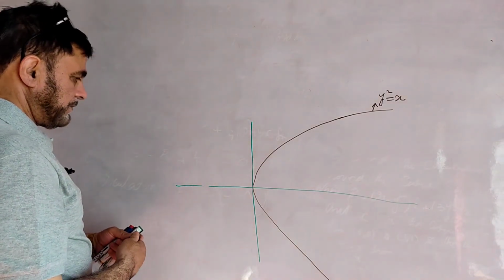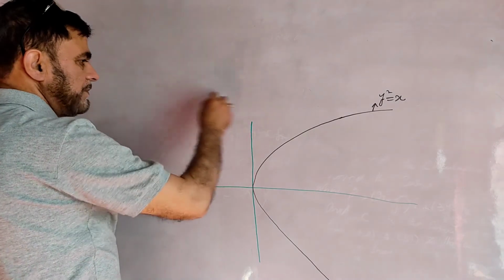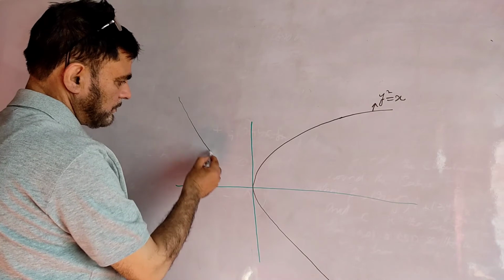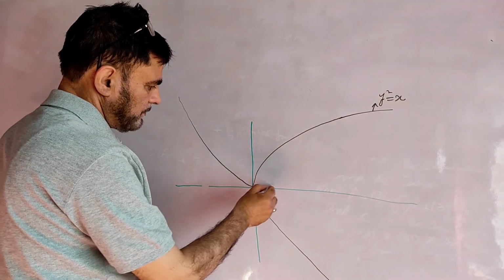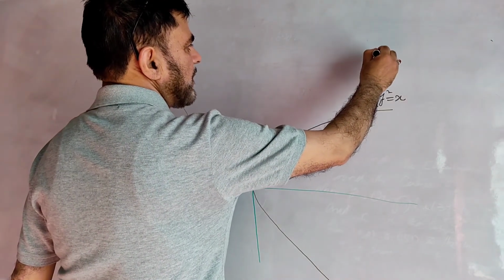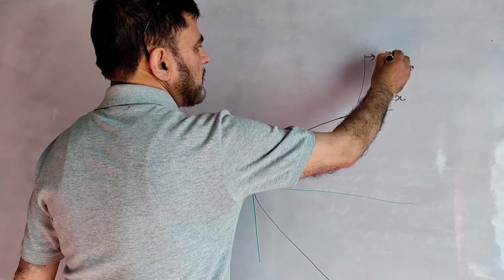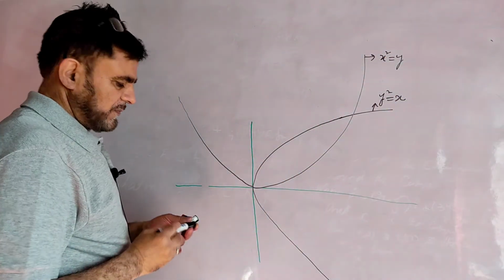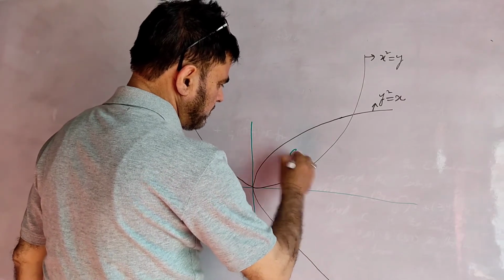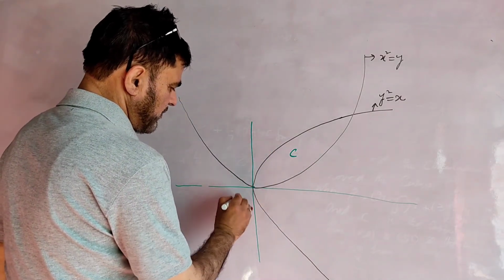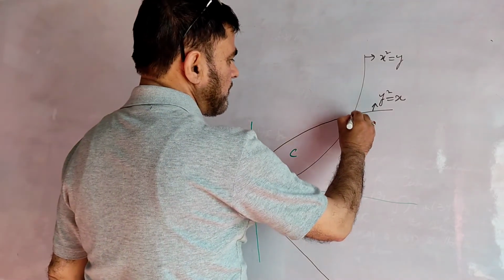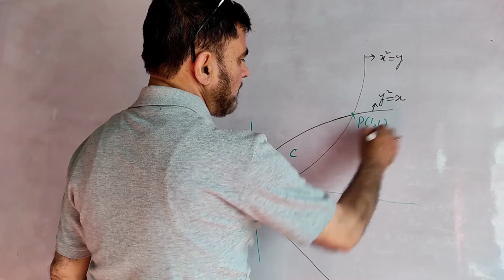Second is this parabola. This is your x square is equal to y. This is our curve C. This is the point 0 0. We will find out this point how it is. This will be the point P 1 1.